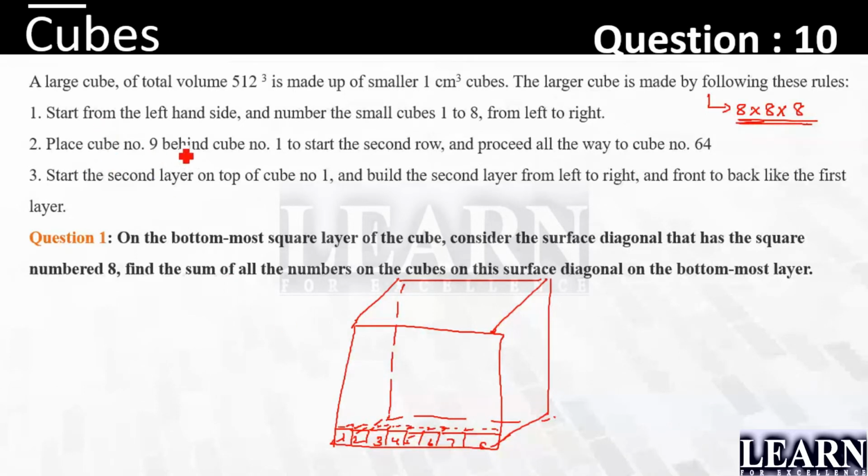Next, place the cube number 9 behind cube number 1. So this is where cube number 9 will be, behind it. So this will be cube number 10, cube number 11. Similarly, this will be cube number 16. Place the cube number 9 behind cube number 1 to start the second row and proceed all the way. And next we have to proceed all the way to cube number 64.